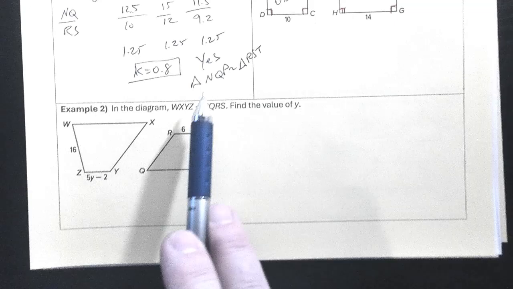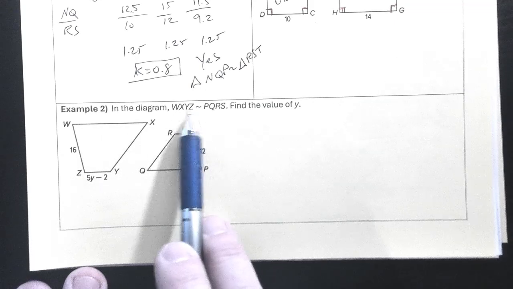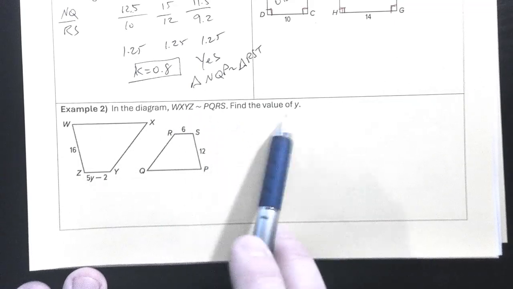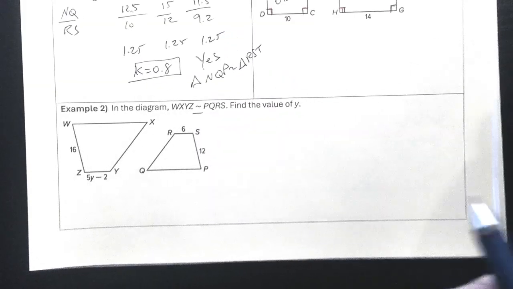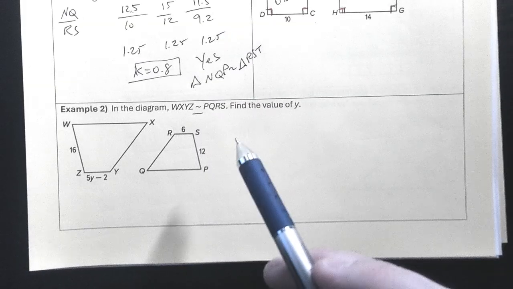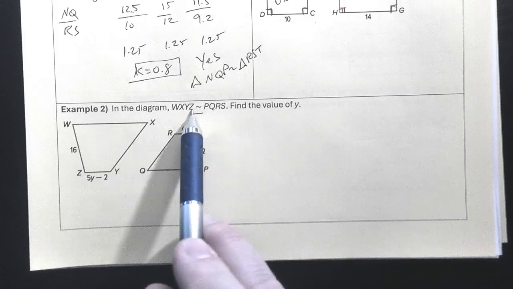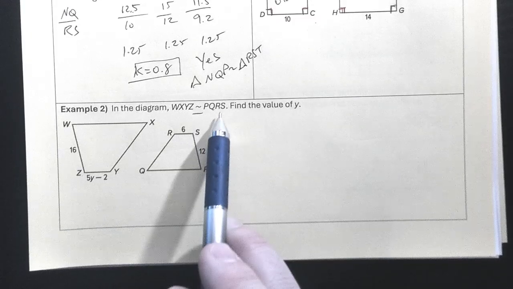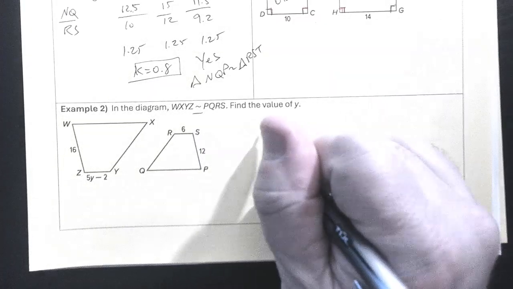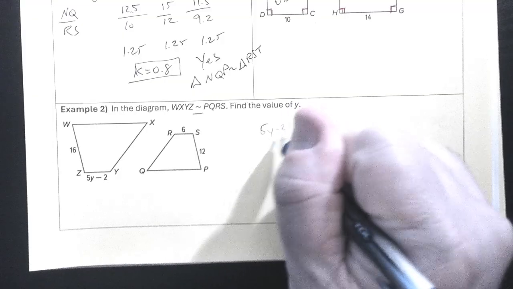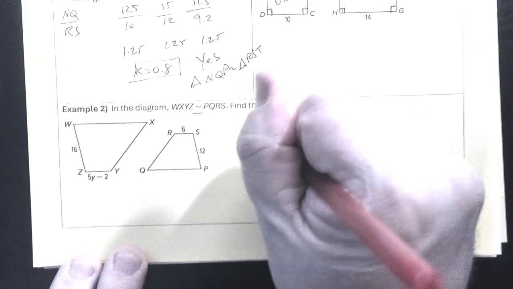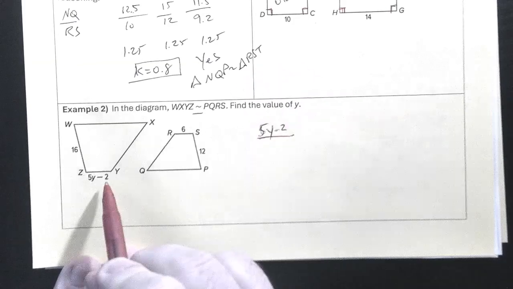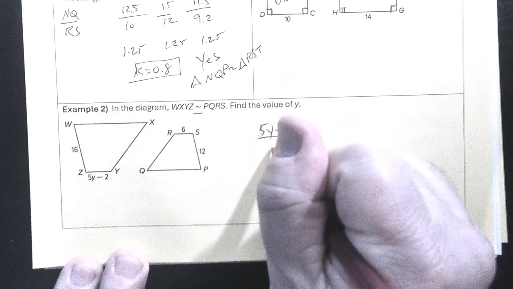All right, example 2 at the bottom. Sorry about the movement. In the diagram, WXYZ is similar to PQRS. Find the value of y. They're telling us it's similar, so these will be in proportion. Let's see, we got ZY and RS. ZY is 5y minus 2. This pen is, let's just change it out. So 5y minus 2, and then over here we got 6.